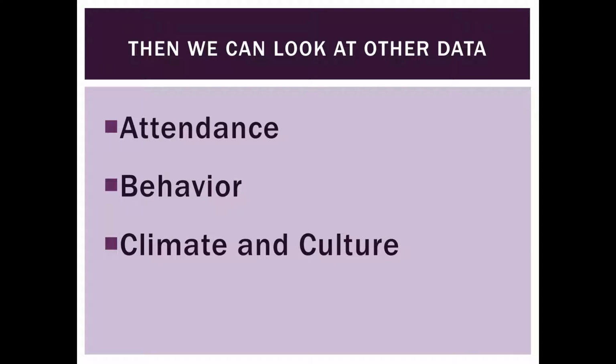Once you have identified ways to engage families in the academic areas, you can also look at other data. So if your academic data indicates that your first graders are struggling with high frequency words, you can then look at if there's a correlation between those struggling students and their attendance. You then can communicate to their families about the impact of attendance on a child's academic achievement.